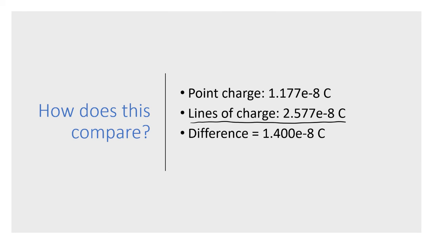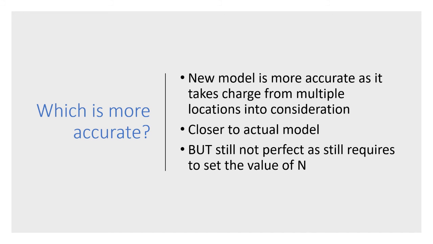The difference between the two is 1.4 times 10 to the negative 8th coulombs. The more accurate of the two would be the line charge approximation. It still does rely on approximations, such as that both pieces of tape have the exact same charge, and also that the tape is simplified to point charges, just more point charges, and thus more interactions are being taken into account. For this reason, the more we break these pieces of tape into separate point charges, the more accurate the calculation becomes.